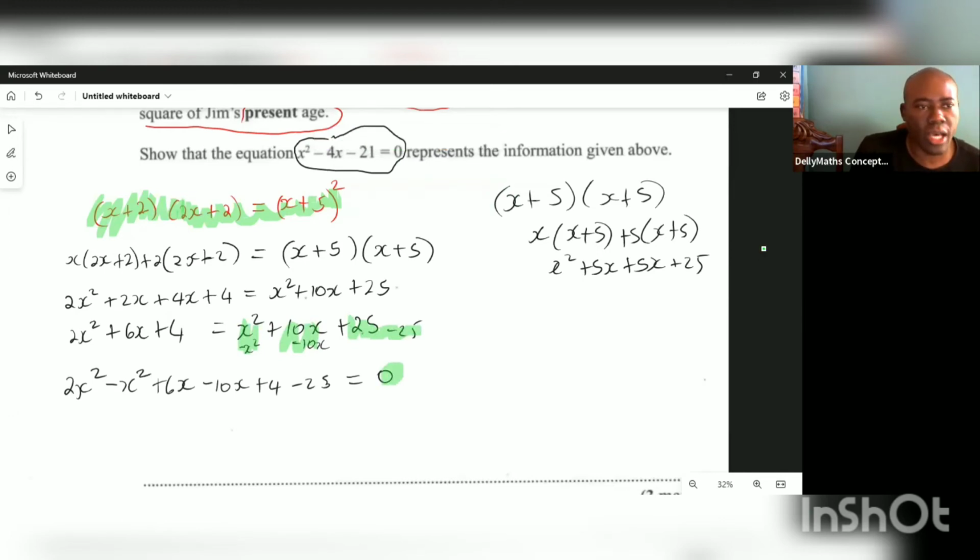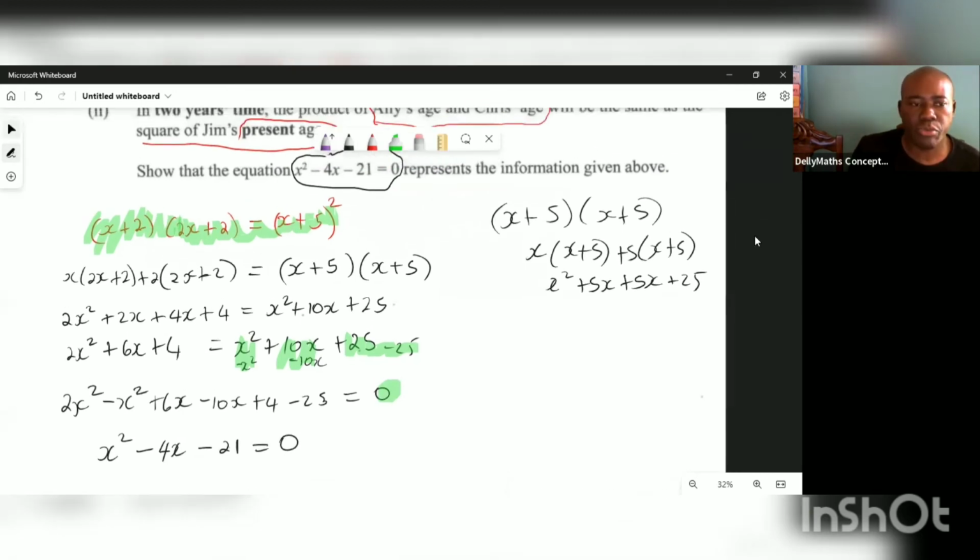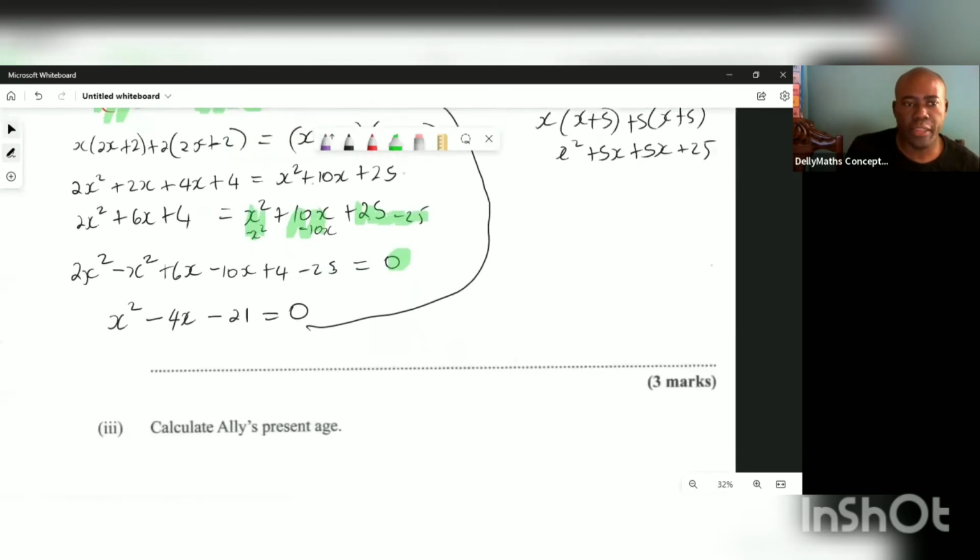So let us now just go through and clear up what we have here. Finally, 2x squared minus x squared will leave us with x squared. 6x minus 10x will leave us with minus 4x. 4 minus 25 will leave us with minus 21. And that is equal to 0. And if you notice what we were asked to prove, we have just done so. Because look at this, we were asked to prove that, and we did it. All right. So that x squared minus 4x minus 21 was proven just now based on the context that they gave us. So we're good with that.